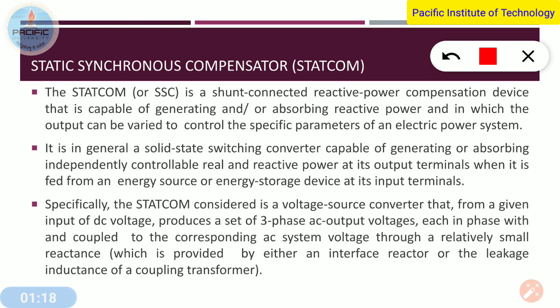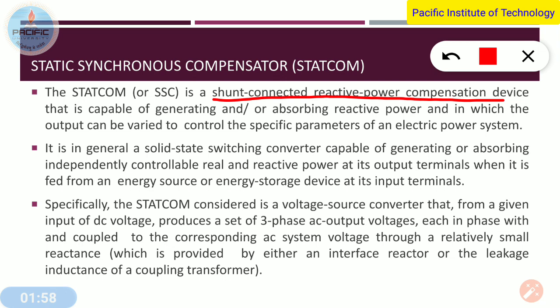STATCOM is a shunt connected reactive power compensation device like the synchronous compensator, and it is capable of generating or absorbing reactive power. So its working is very much similar to the synchronous compensator. The only difference between the static synchronous compensator, that is STATCOM, and the synchronous compensator is that the synchronous compensator is a mechanical device and the static synchronous compensator is a purely electronic or electrical device, and it is static in nature.